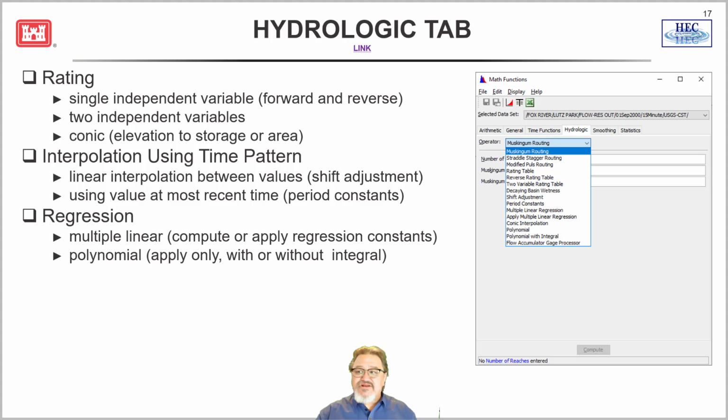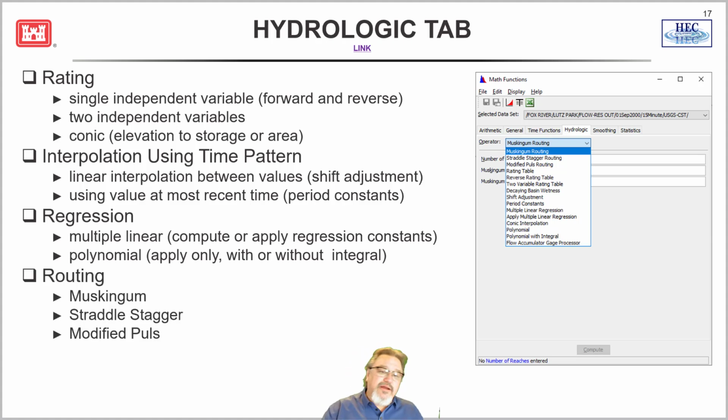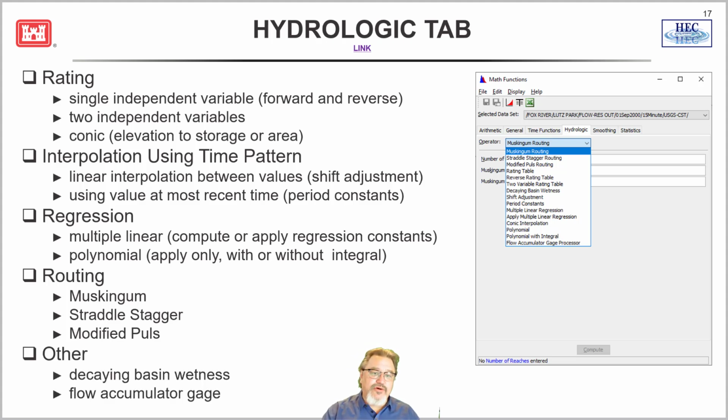Okay, the next to the last thing in the hydrologic tab that we're going to talk about is routing. The hydrologic tab allows you to perform Muskingum routing, Straddle Stagger routing, or modified Puls routing. And you can have your time series, and you can have the constants for these various methods specified, and it will route your time series and give you a resulting time series for that.